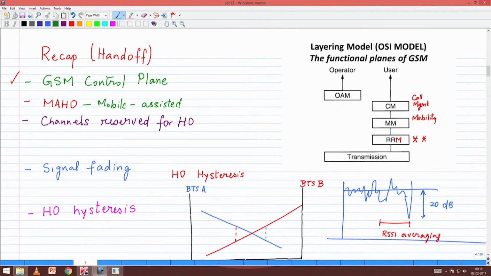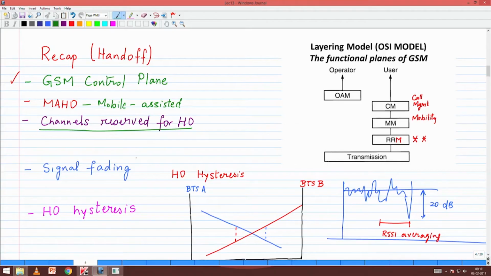We also said that there are channels that are reserved for handoff traffic that is coming. Which means that you cannot do 100% loading of your own cell. So, channels reserved for handoff. There's an impact on capacity. The capacity will come down slightly.